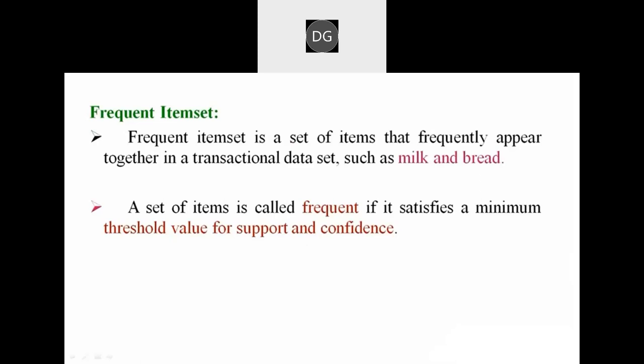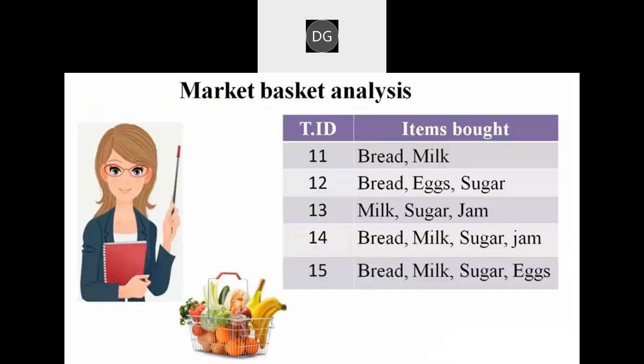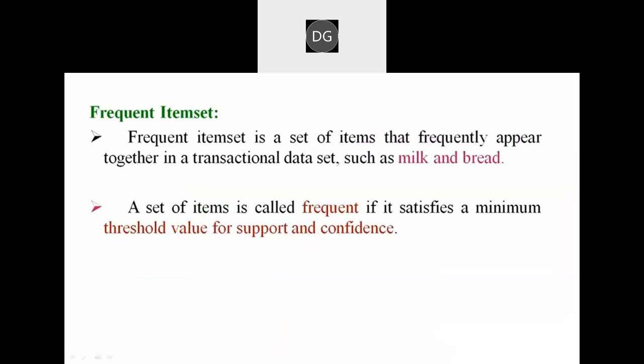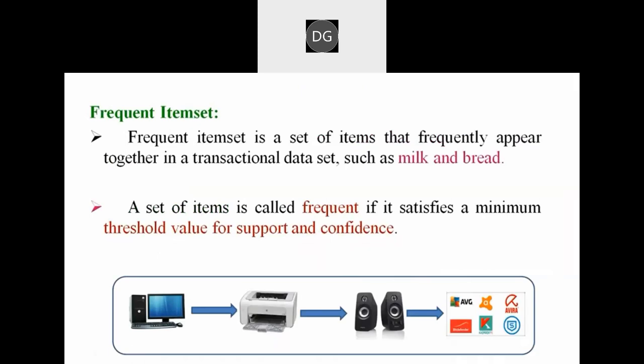Then the frequent item set is a set of items that frequently appear together in a transaction data set, such as milk and bread. If you see, in the first transaction milk and bread was there, in the fourth transaction also milk and bread was there, and in the fifth transaction also milk and bread was there. Like that we will calculate the frequency and threshold value. So minimum 3 times it has occurred, right? So we can set the threshold value as 3. When it is equal to or greater than 3, choose those items. Like that we can do.